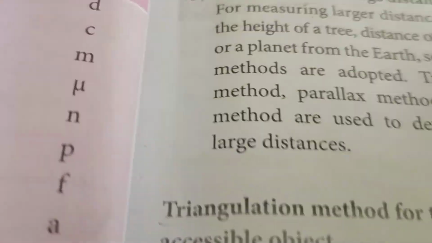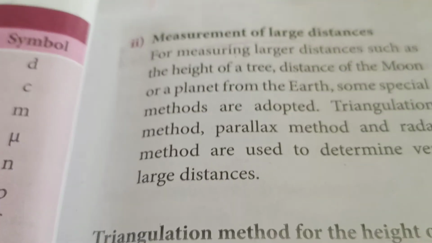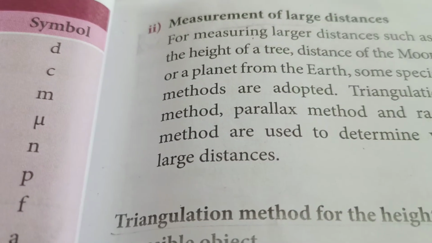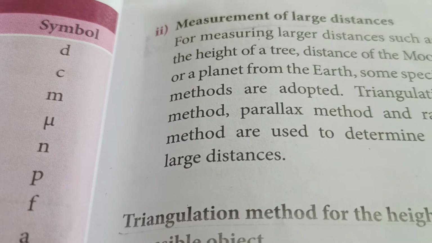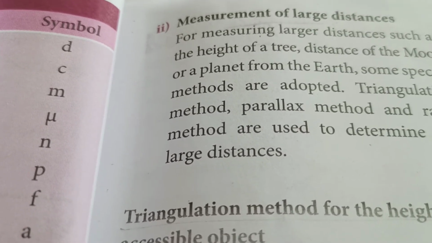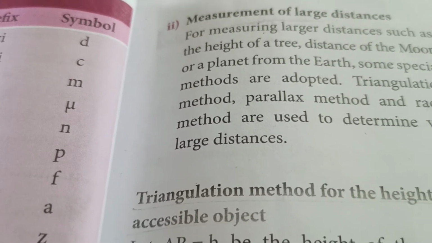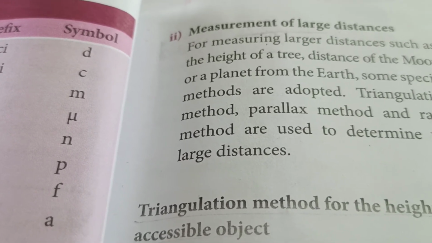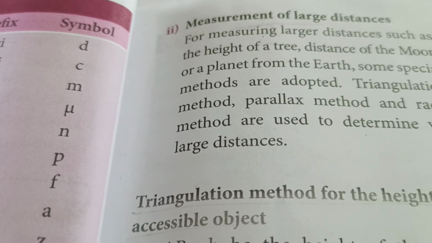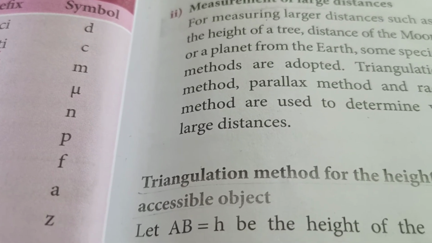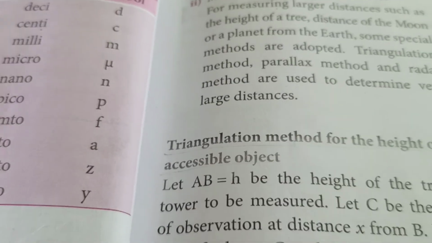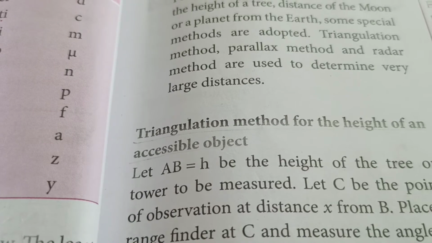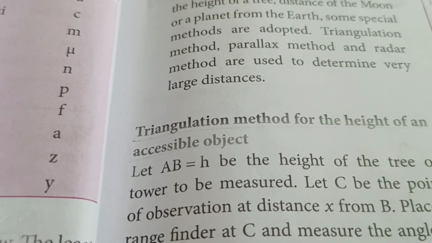Then, measurement of large distances. For measuring larger distances, such as the height of a tree or the distance of the moon or a planet from the earth, some special methods are adopted. Triangulation method, parallax method, radar method and laser method, etc. are used to determine very large distances. Now we see the triangulation method for the height of an accessible object.